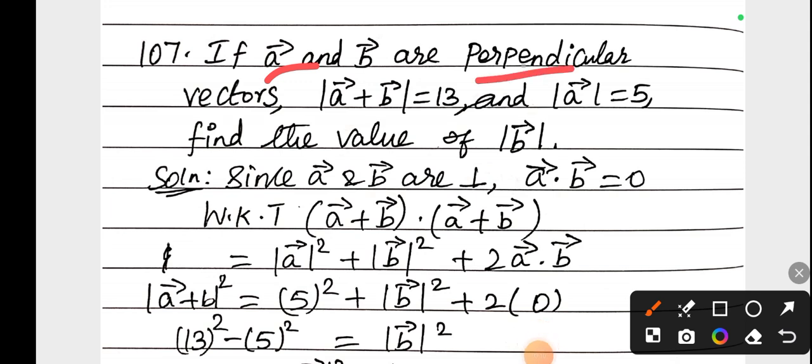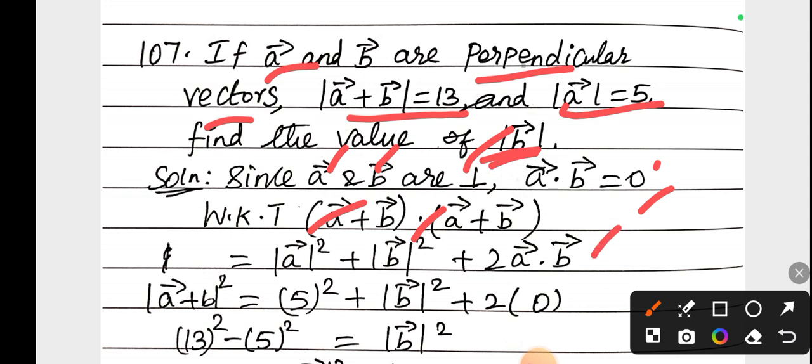A vector and B vector are perpendicular vectors. The magnitude of A plus B is 13. The magnitude of A vector is 5. Find the value of the magnitude of B vector. Since A vector and B vector are perpendicular, they said both are perpendicular vectors, so the dot product is 0. So we do A vector plus B vector dot A vector plus B vector, and you will get magnitude of A square plus magnitude of B square plus 2 times A vector dot B vector.